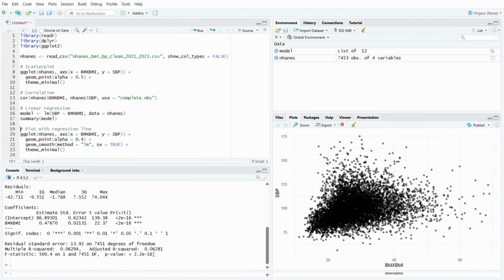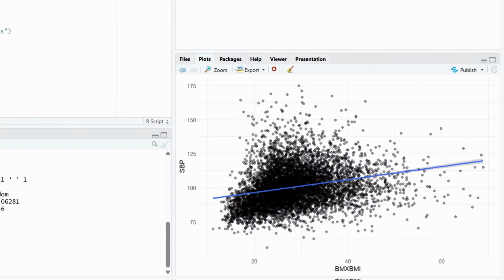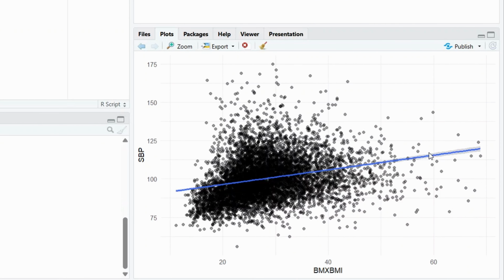Finally, we overlay a regression line onto our scatter plot using geom_smooth with method equals lm. This line visually represents the linear regression model. The shaded area around the line is the confidence interval. It shows the uncertainty around our estimate. This combined plot makes it easy to communicate results to both scientific and non-scientific audiences.